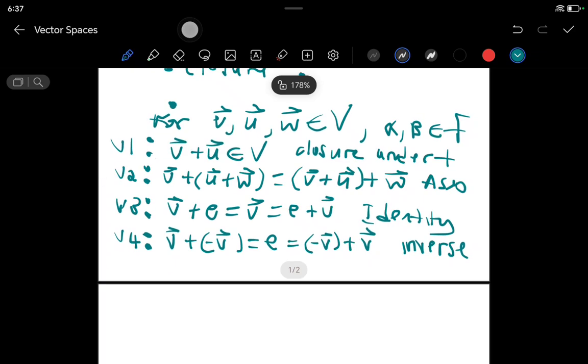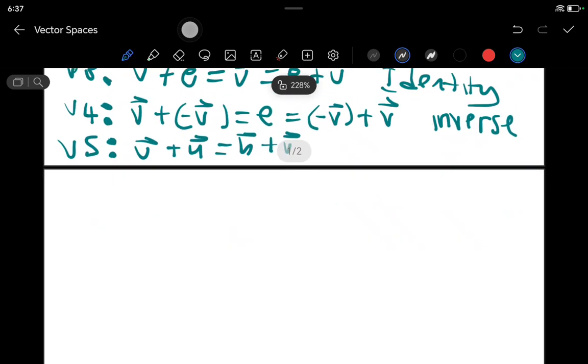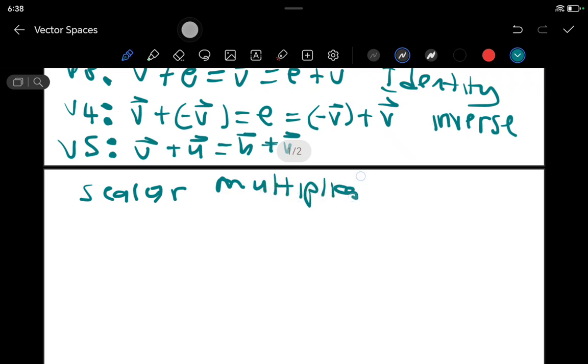Then these are not the ones I'm interested in, because most of the time these ones are simple to check, right? These ones we know them, like commutativity, where you have V plus U, which will be equal to U plus V. I'm interested in the ones for scalar multiplication, because these ones may seem new to most of you.